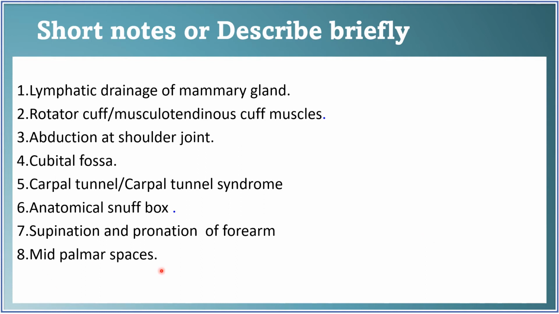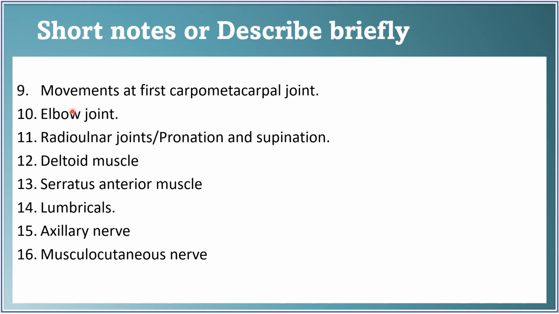Then mid-palmar spaces, this is another important topic which can come as a short note. Next is movements at first carpometacarpal joint, because this is a multi-axial joint. So you write about which movements are possible and which muscles are producing them.